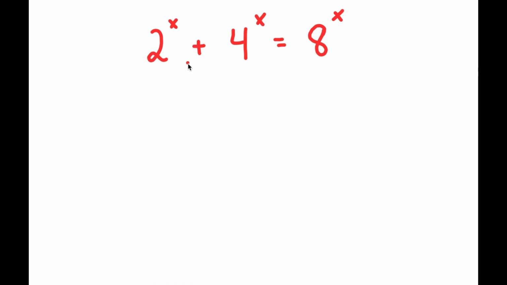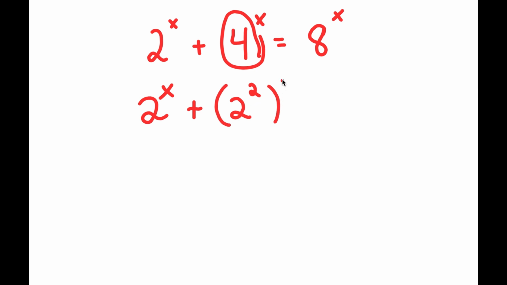Alright, so in this problem, I have 2 to the power of x plus 4 to the power of x is equal to 8 to the power of x. So to solve this, I'm going to first rewrite 4 as 2 squared. So I have 2 to the power of x plus 2 squared to the power of x is equal to 2 to the power of 3 to the power of x.